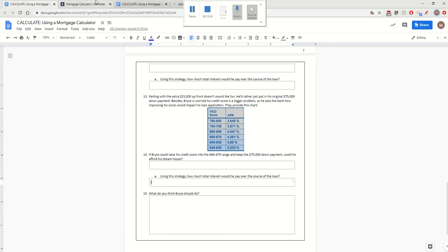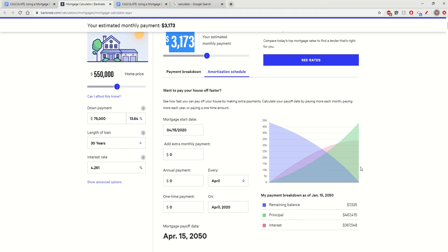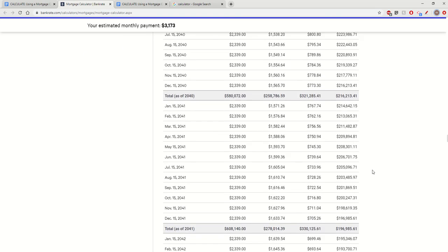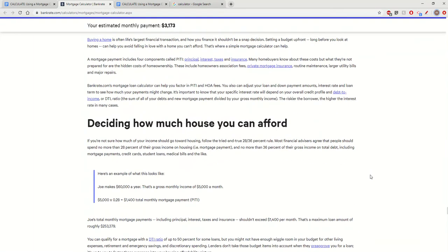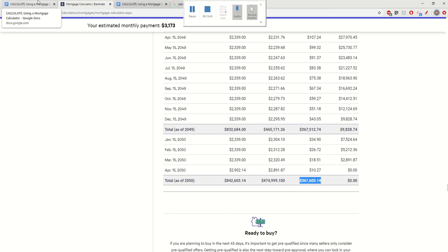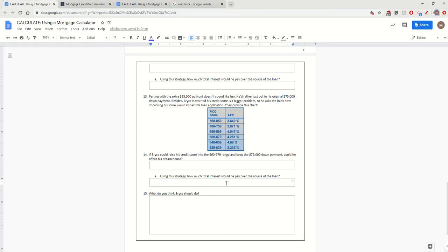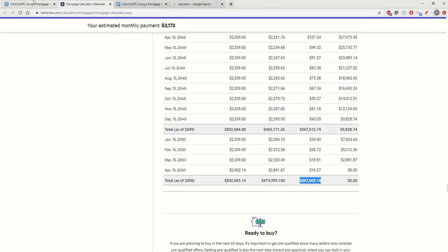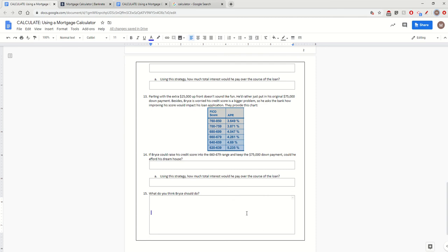How much total interest would he pay? So if we go over here, we're looking at, let me just go at the bottom. Oops. We're looking at 367,603. So he's paying less in interest, right? But he still has a boatload of money in terms of how much he's going to pay in interest for that house. Okay, so how much total interest was that number right there? 367,603. And what do you think Bryce should do?